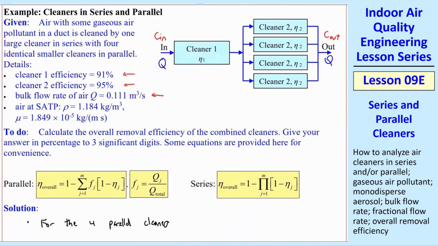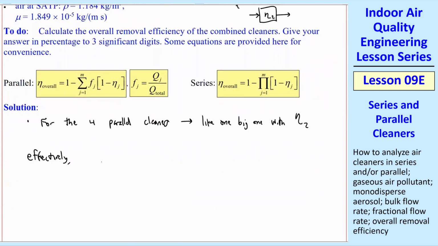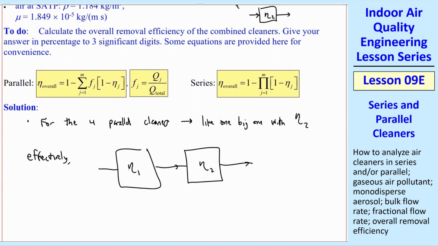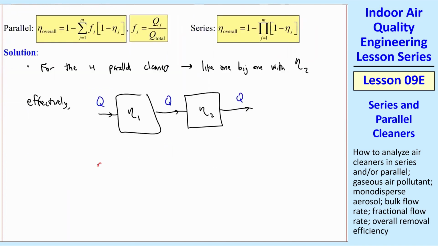So first, let's look at the 4 parallel cleaners. Treat this as kind of one big cleaner as we talked about previously. So this is like one cleaner with removal efficiency eta 2. So effectively, we have this. We have cleaner eta 1, and then we have this big cleaner eta 2 that replaces those 4 in parallel. So we have the same flow going through all of them. We have a C in, a C1, and a C2 equals C out. So these are now 2 cleaners in series.